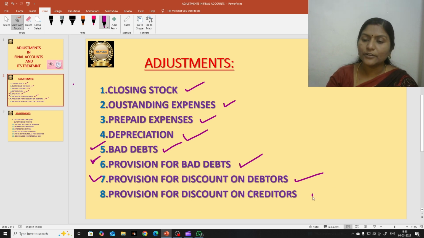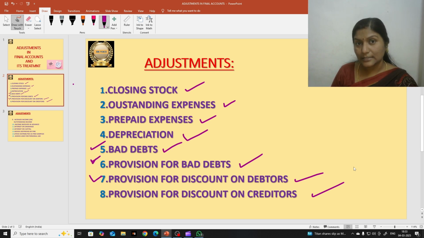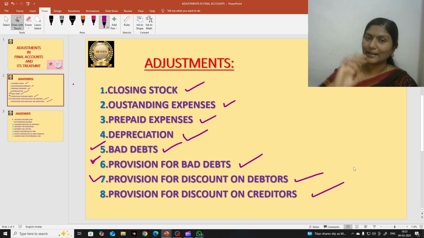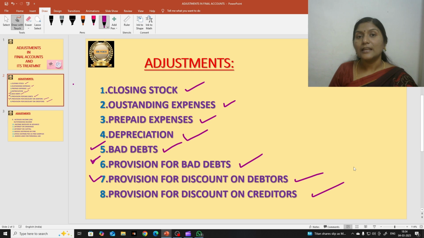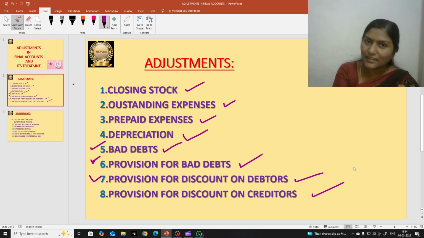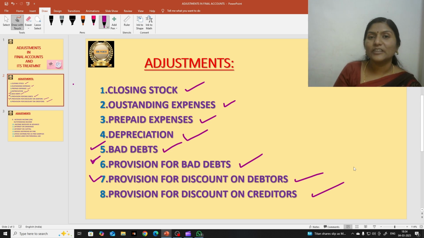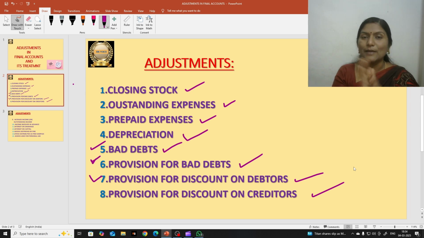That is provision for discount on creditors. So, if any provision for discount on creditors is there in adjustments, how to deal with the adjustment? You know that we are going to write two times. One time we record in the profit and loss account credit side, by provision for discount on creditors. Second time we are going to record in the balance sheet on the liability side. So, we deduct from creditors under liabilities in the balance sheet.